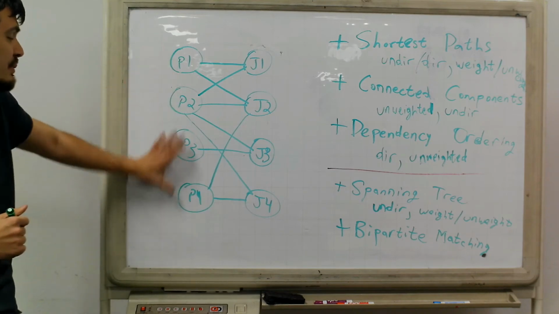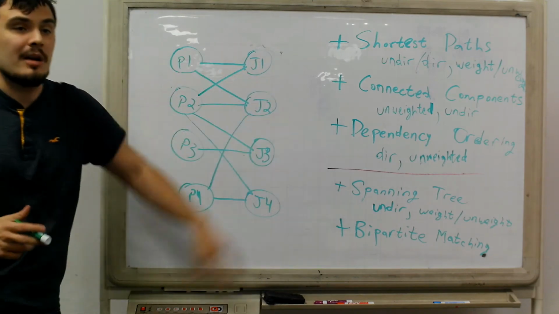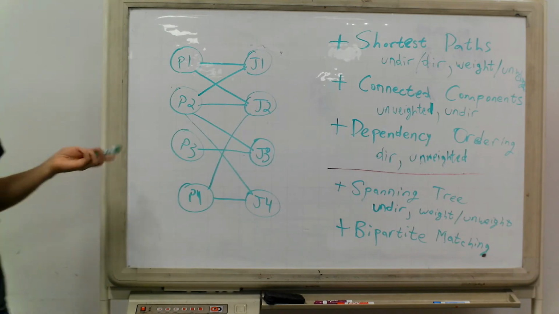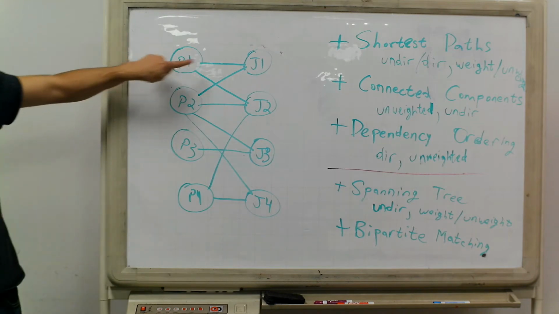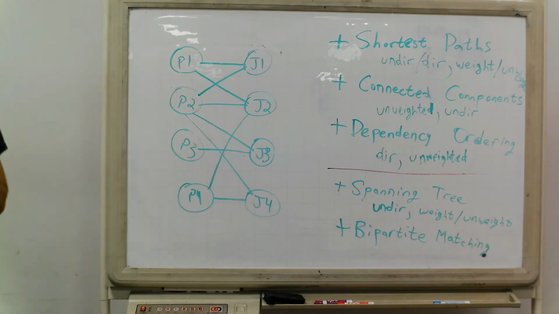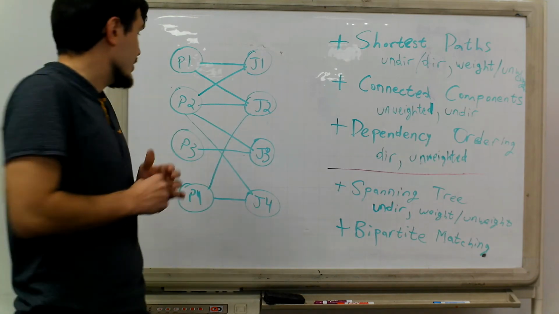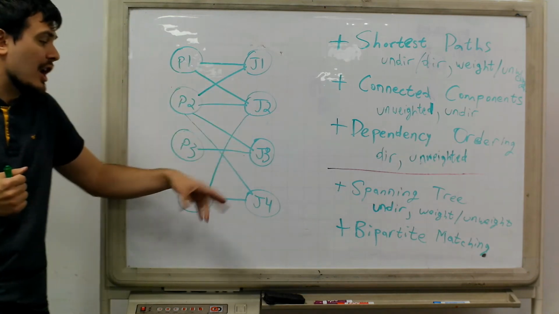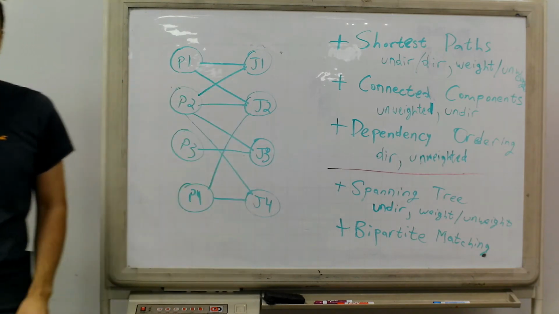There's no relationships between people to people, and there's no relationship between jobs to jobs, but people are matched to jobs. And this type of graph is called bipartite. And bipartite matching is basically asking, can you find a one-to-one mapping of people to jobs that satisfy these constraints, such that you actually fill all the jobs? So you have these constraints on which person can do which job, and you want to find a matching between people and jobs so that you fill all the jobs.